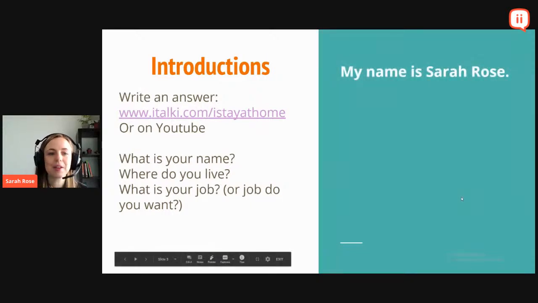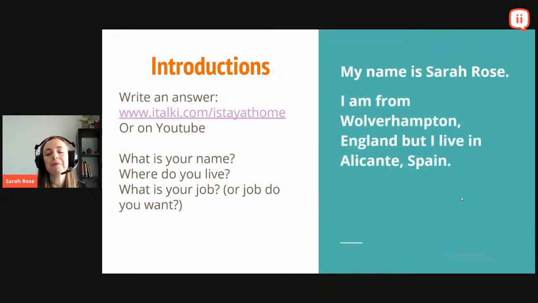Here's an example. My name is Sarah Rose. I am from Wolverhampton in England. If you know Wolverhampton, please write that in the comments too. I'd love to know. I'm from Wolverhampton, but I live in Alicante in Spain. If you don't know, Alicante is in the south of Spain and it's on the coast, on the east. It's in the southeast-ish of Spain.